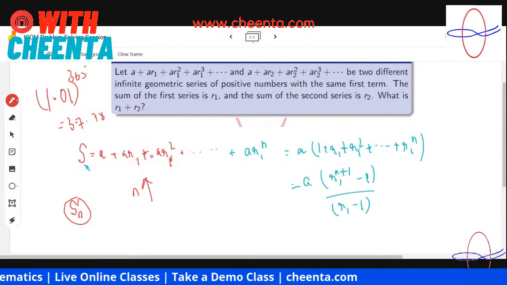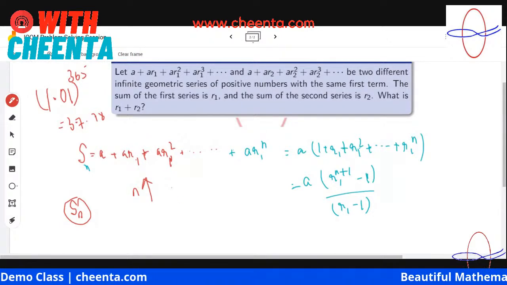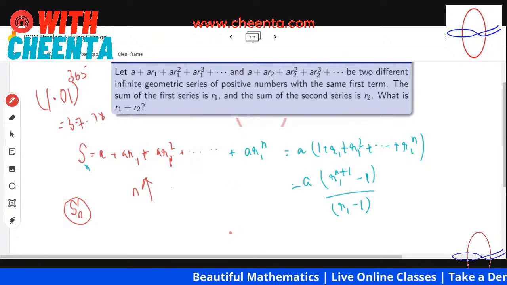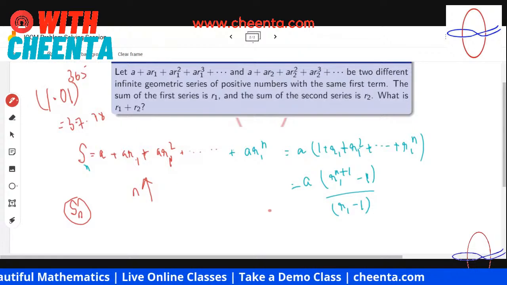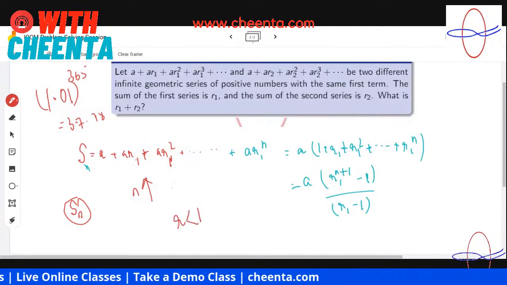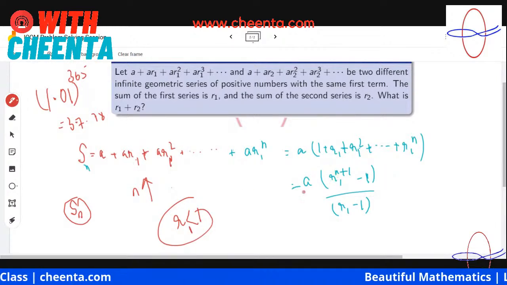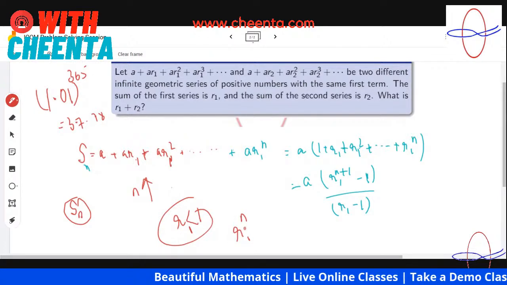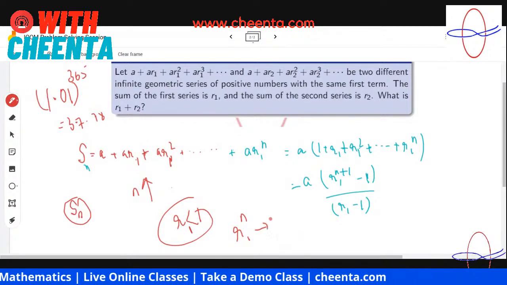If it's equal to 1, it also goes to infinity because A plus A plus A plus A is NA, which goes to infinity, or minus infinity depending on the sign of A. So essentially it's not finite. We need R1 to be less than 1 for it to converge. When R1 is less than 1, R1 to the power n goes to 0, okay?